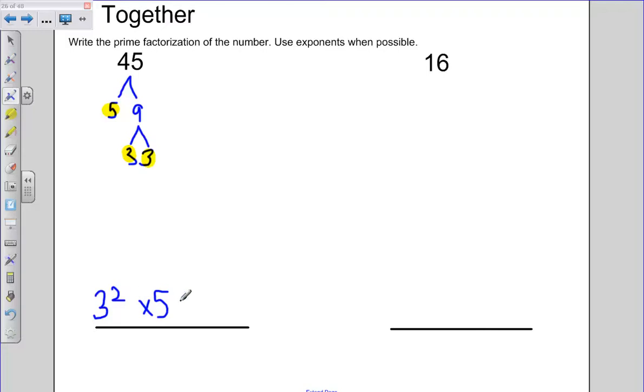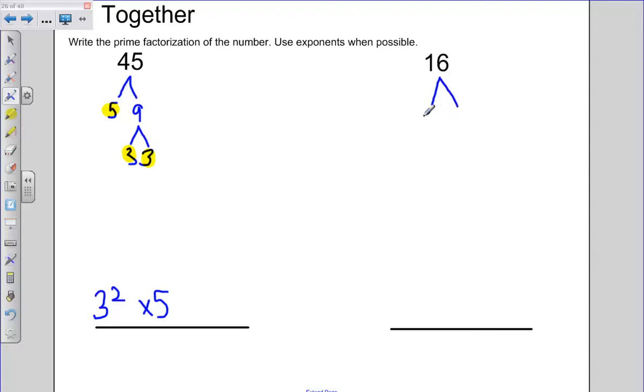So when I write out my prime factorization down here, 3 squared times 5, that means that when I do 3 times 3 times 5, I should end up with 45. 3 times 3 is 9. 9 times 5 is 45. Alright, let's move on to 16.